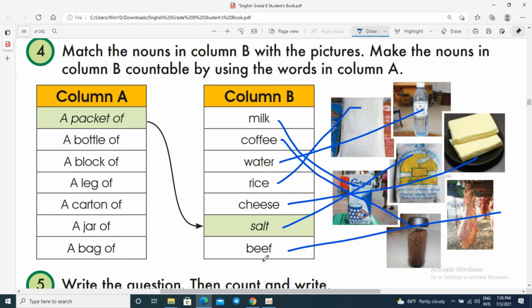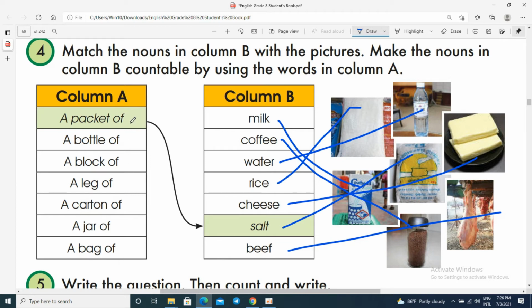It's a container, right, or it's a measurement. We can count those nouns, those uncountable nouns, by using their container or their measurement. In particular, these are all the containers. Containers of the uncountable noun.